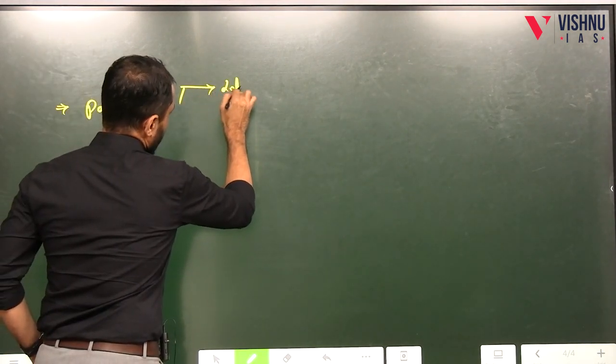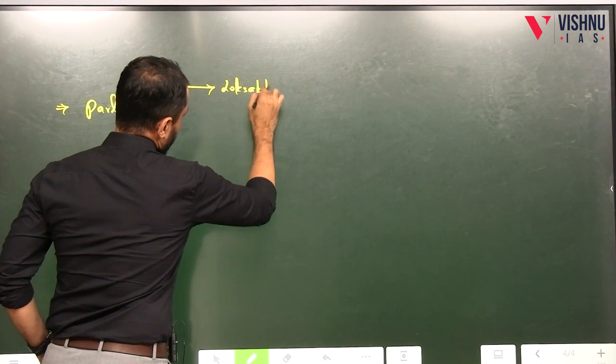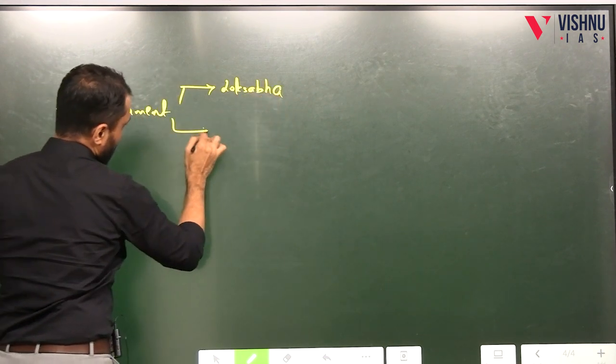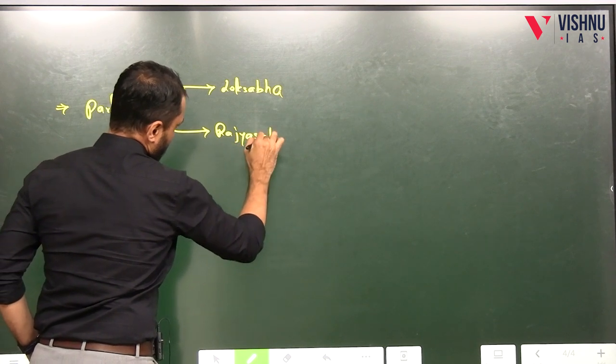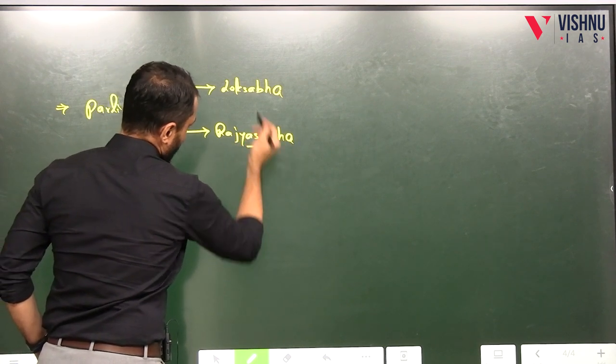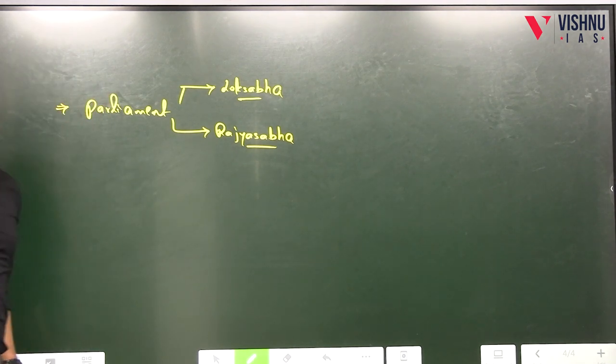One house is known as Lok Sabha. The other house is known as Rajya Sabha. Lok Sabha and Rajya Sabha. How this Lok Sabha will be elected and everything, I will explain. First listen, with basics. Lok Sabha, Rajya Sabha, two houses are there.